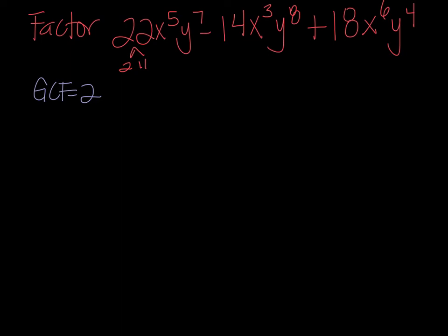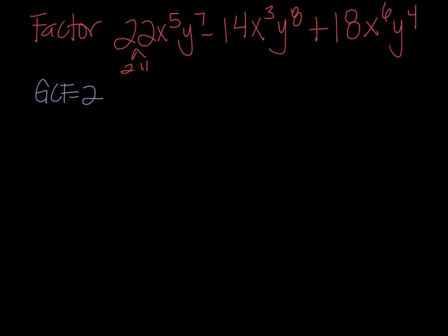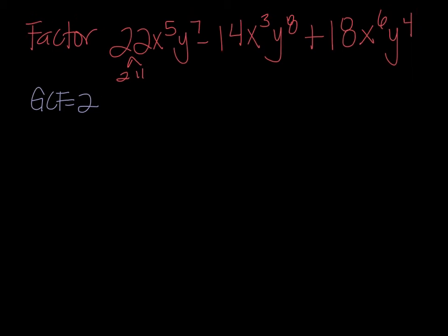So when we look at the variables, we have x to the 5th, y to the 7th. Then we have x cubed, y to the 8th. And x to the 6th, y to the 4th. So our smallest power for our variable x is x cubed. And for y, it is y to the 4th. So our GCF would actually be equal to 2x cubed, y to the 4th power. So I can rewrite this as 2x cubed, y to the 4th.